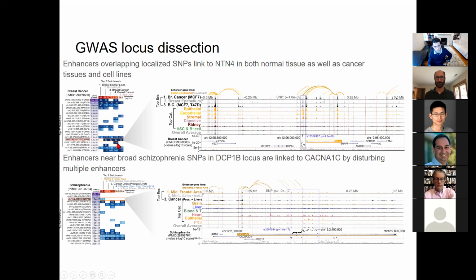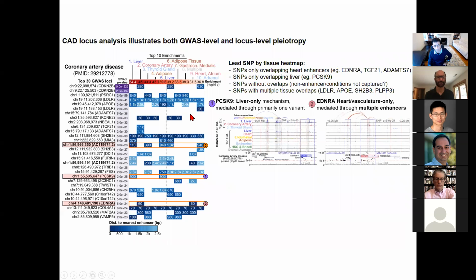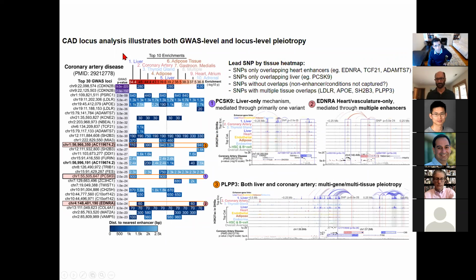And for every one of those, you can click and get the specific association between the GWAS variants and the links to the nearby genes and the tissues where those links are acting. And you can see just very cool examples. Now I'm going back to the CAD study that I showed earlier, which enriches both in liver and in heart. And you can see the associations for some liver only, heart only, or both liver and heart loci.